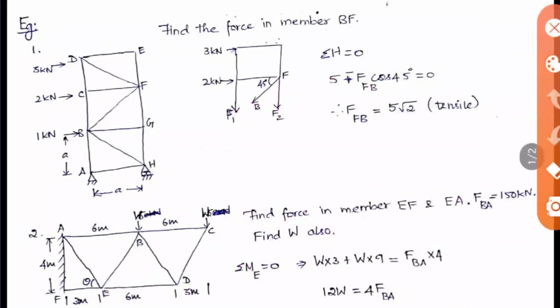So here, if you see the first example, a truss is given and they have asked to find the force in member BF. BF means it is this member here. So now we want to cut a section. The section should pass through the member which we want to find also. So there are two ways. One, a section can be drawn like this, and the other one is the section can be drawn like this.